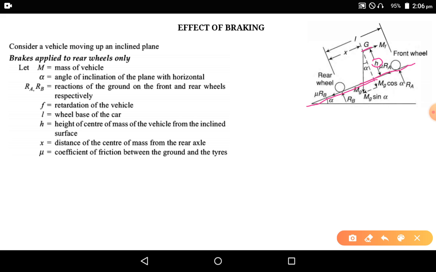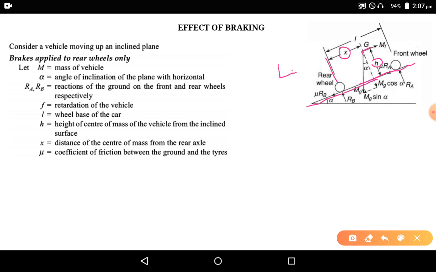Let x be the distance of the center of mass from the rear axle. x is the distance of this center of mass from the rear wheel, right? The distance of the center of mass of the vehicle from the rear wheel is x, and mu is the coefficient of friction between the ground and the tires, right? So in this situation we will consider equilibrium of forces and equilibrium of moments, and we will find the values of various forces which are acting on this vehicle, right?